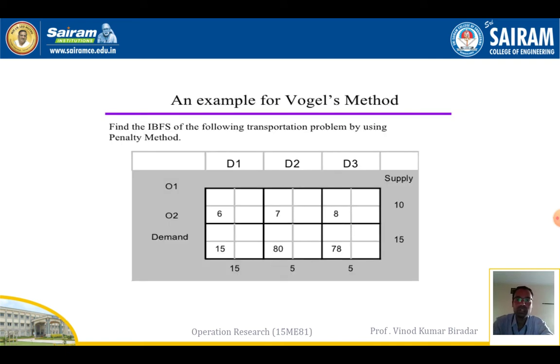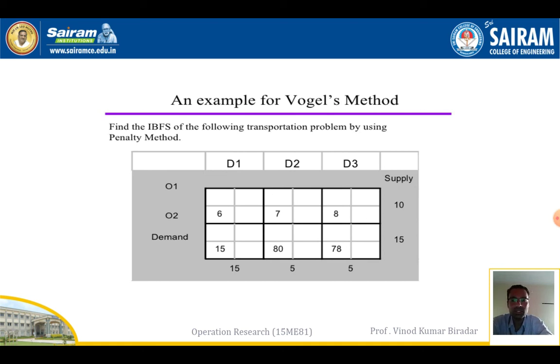Now we'll move on to the example. Okay, so the question is given like this. This is very important. Instead of asking the northwest corner rule and least cost method, this question may be asked in the examination. The question is: find the initial basic feasible solution, IBFS, of the following transportation problem by using the penalty method.